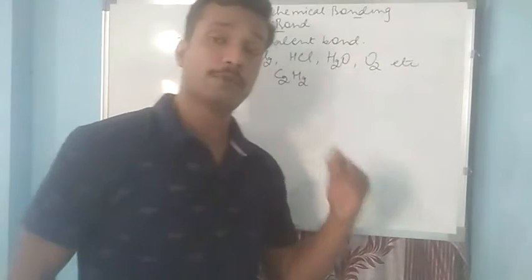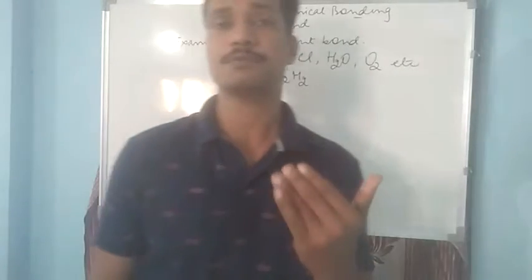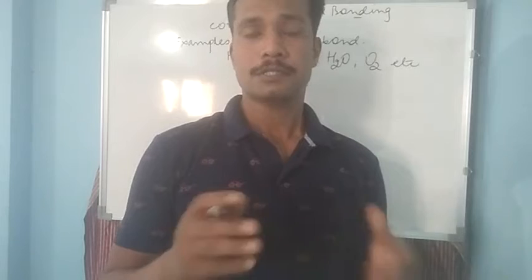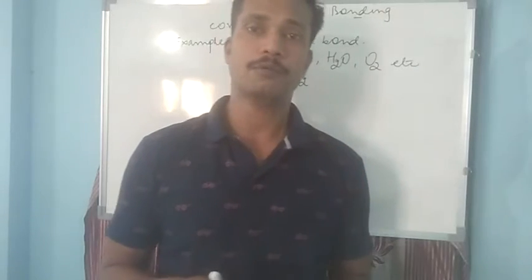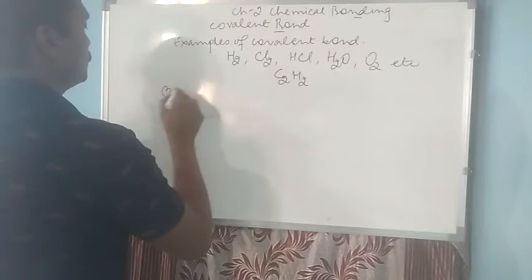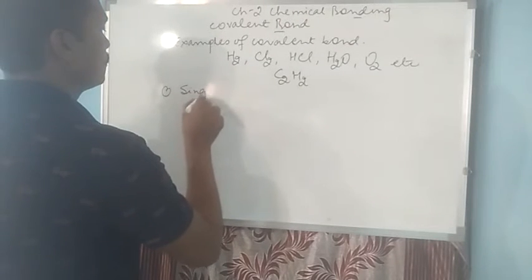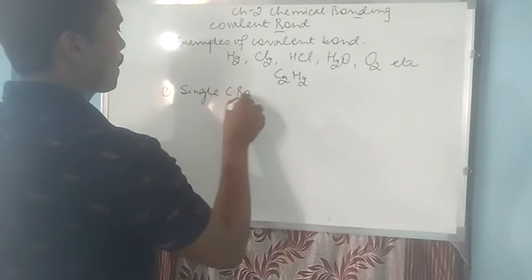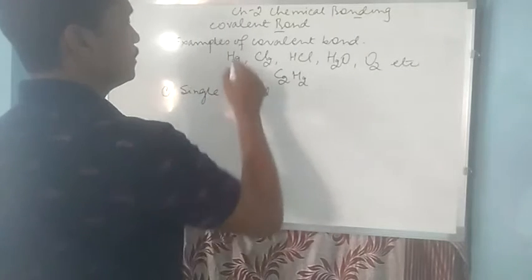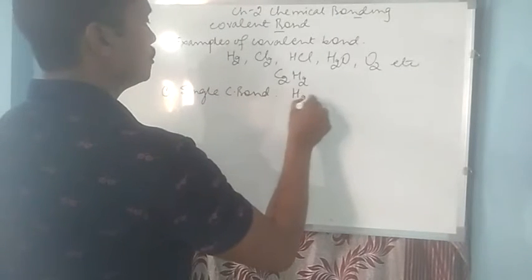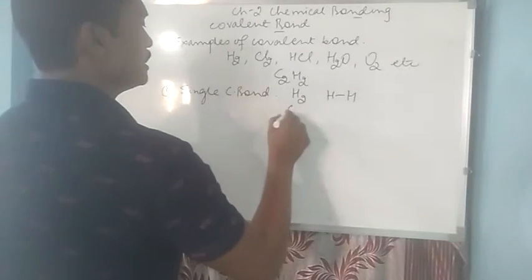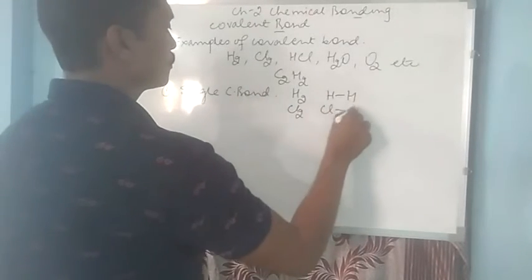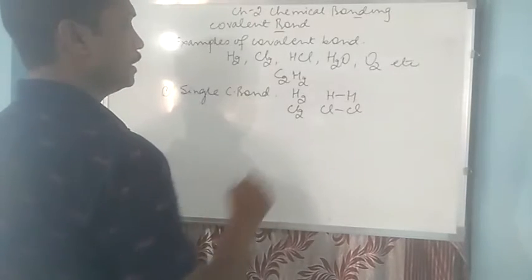So on the basis of number of bonds, we have 3 types of covalent bond: single covalent bond, double covalent bond and triple covalent bond. Let us see single covalent bond. We have hydrogen molecule H2. So this is the bond, a single bond, Cl2, HCl.